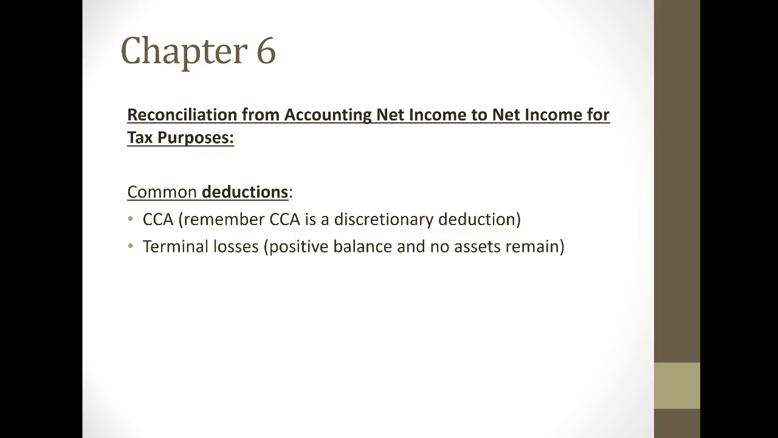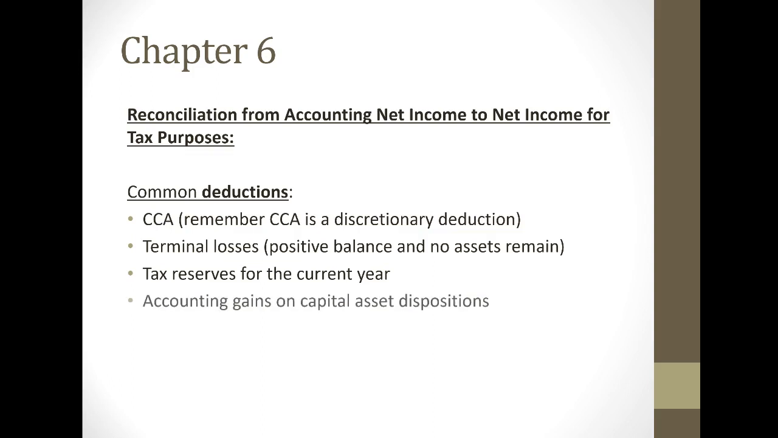Also, any terminal losses. Remember we said that if a company disposes of depreciable assets, they deduct the lesser of cost and proceeds from the CCA class. If there's a positive balance remaining and there's no assets in that particular class at the end of the year, that full amount is deductible as a terminal loss. Also, tax reserves for the current year. Remember how tax reserves work? We add back last year's reserve and we calculate a new reserve for the current year, and we get to deduct any eligible reserves in the current year.